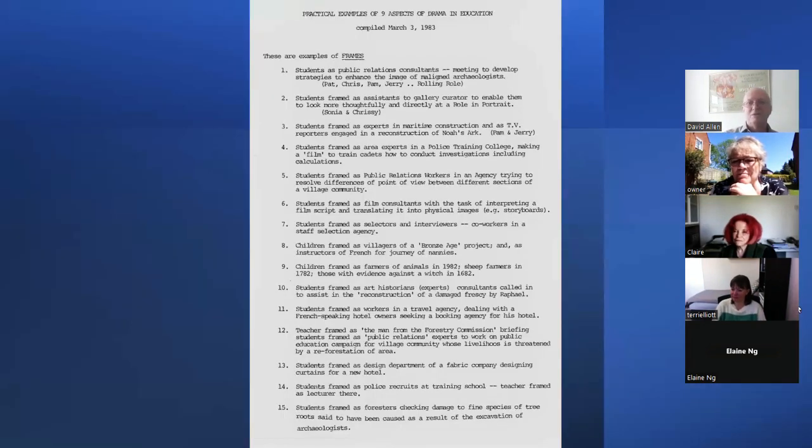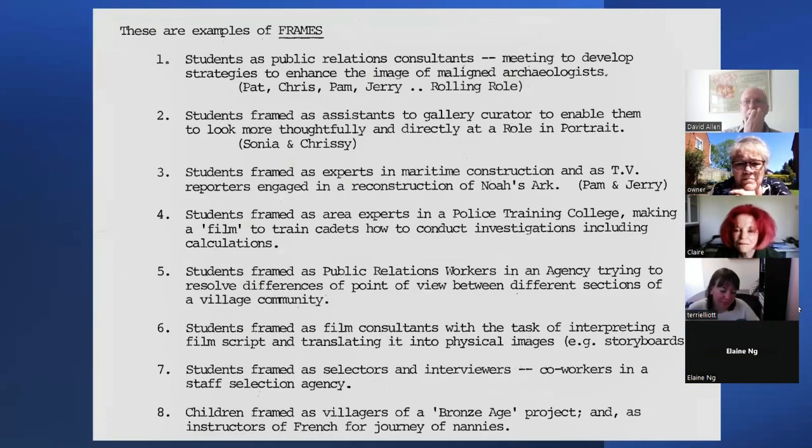So I thought, for fun, we'd try it. This is a list from 1983, and it's got some examples of different frames. Some of them seem to have come from her students at that time. I thought we might look at this and try and decide if we think they were positioned as agents or recorders or whatever. Number one is students as public relations consultants meeting to develop strategies to enhance the image of maligned archaeologists. Any thoughts on what that is in terms of frame distance?